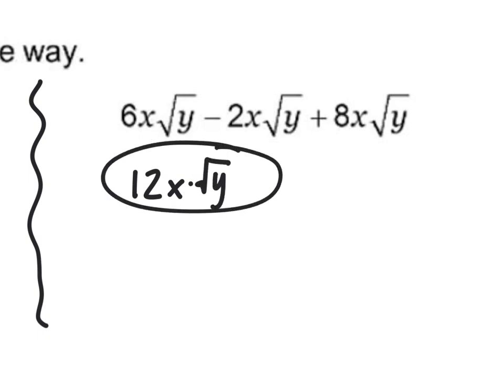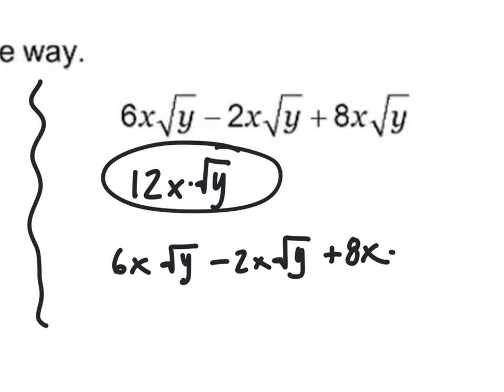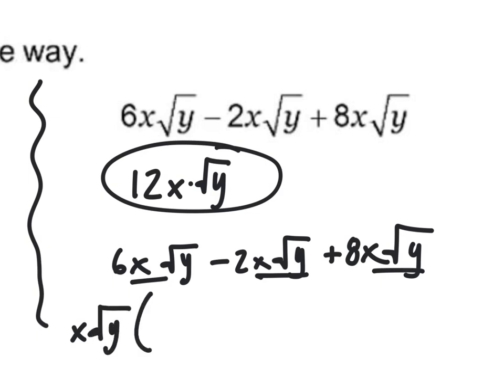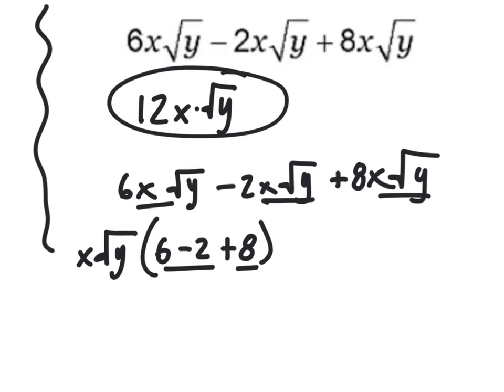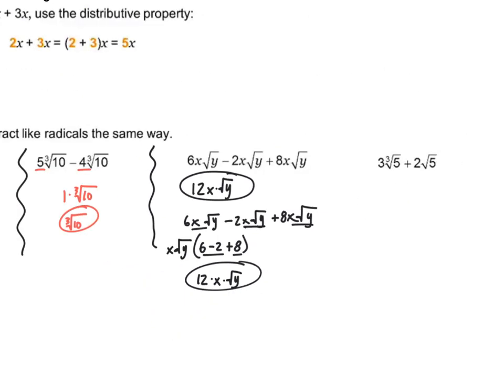Okay, if you wanted to, let me rewrite it: 6x square root of y minus 2x times the square root of y plus 8x times the square root of y. You can factor out an x and the square root of y. This is one of those where it's a little bit harder to see that you have like terms. So then you take 6 minus 2 plus 8. All right, so 6 minus 2 is 4, plus 8 is going to give you 12. So you just get 12 times x times the square root of y. Okay, and we've got another one.